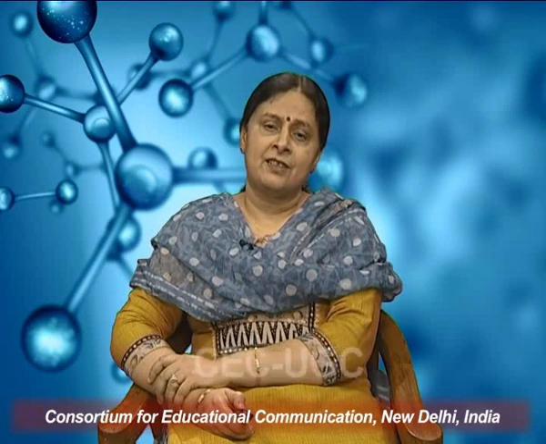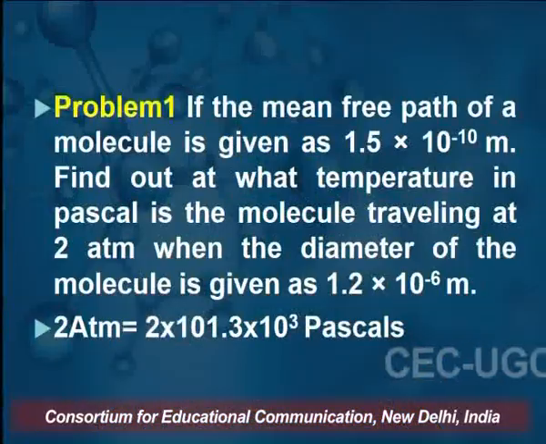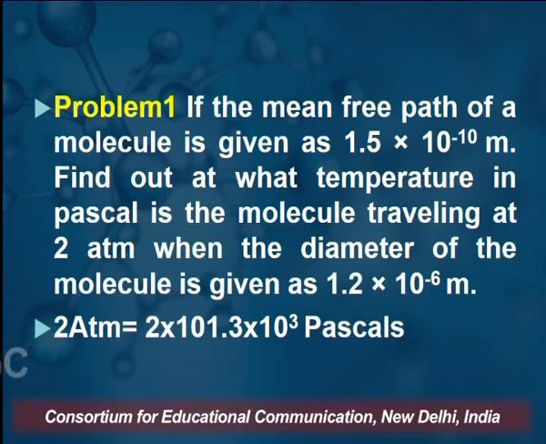Let us illustrate this point by solving a problem. What is the problem? If the mean free path of a molecule is given as 1.5 into 10 to the power minus 10 meters, find out at what temperature is the molecule travelling at 2 atmosphere pressure when the diameter of the molecule is given as 1.2 into 10 to the power minus 6 meter.